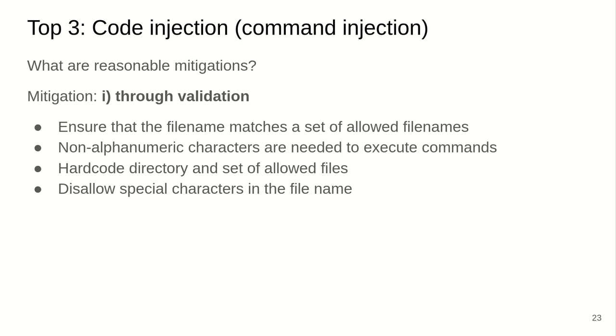So what are reasonable mitigations for code injection? Well, you could validate. That's the first one. Ensure that the file name matches a set of allowed file names. So do allow listing instead of deny listing. Remove any non-alphanumeric characters. Hardcode the directory and set of allowed files to look up against a list. And disallow any kind of special characters in the file name would be one example, right? So be careful when you're working with shell scripts, and make sure that the data that is being passed to them is highly limited and constrained.